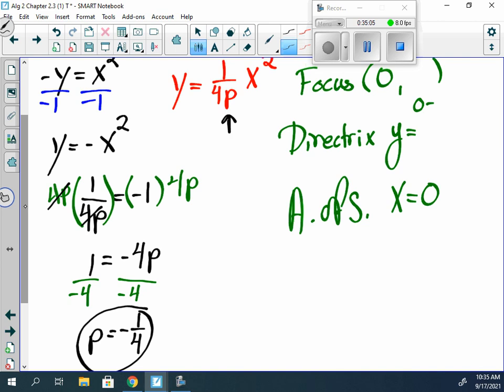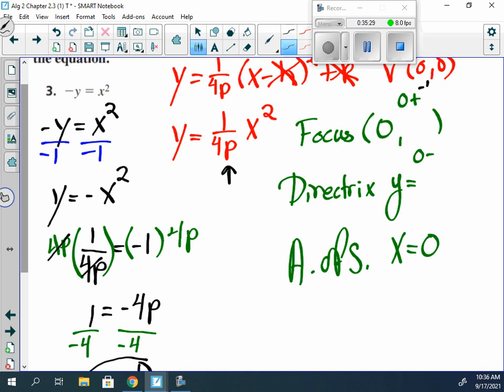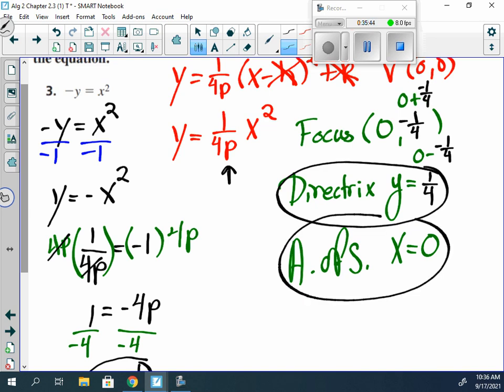So our 1 over 4p, in the denominator we have that 4 times 1/4, which would give us 1. 1 divided by 1 is 1, so it just becomes negative 1. So whenever we have just a 1 there, it means that the p was simplified out, whatever the value p simplified out with that 4, giving us 1. So we can come back and plug it in. 0 plus negative 1/4 is just negative 1/4. 0 minus negative 1/4, well, the negative and negative make a positive, so it's just 1/4. And that's our answers.